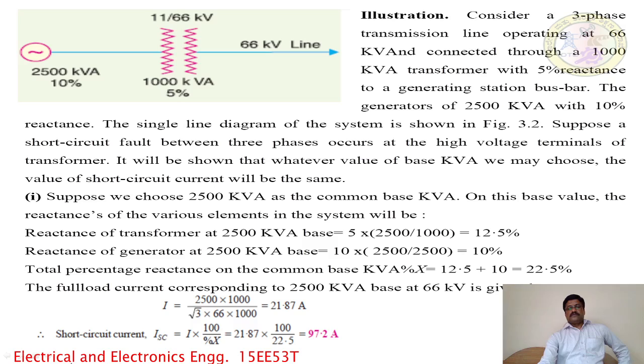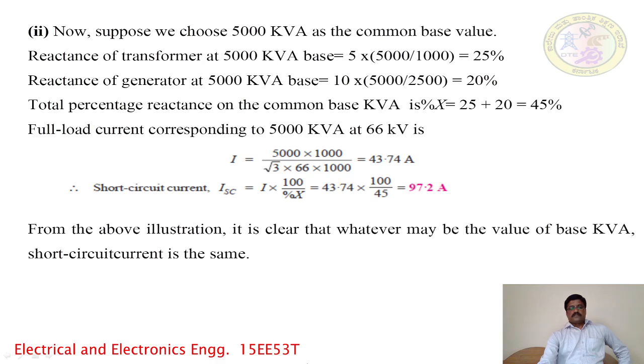97.2. If you observe, in the first case we chose 2500 kVA as the common base, and the short circuit current is 97.2. In the second case, we chose 5000 kVA as the common base, and again the short circuit current is 97.2. From these two comparisons, it is clear that whatever the value of base kVA, the short circuit current is the same.